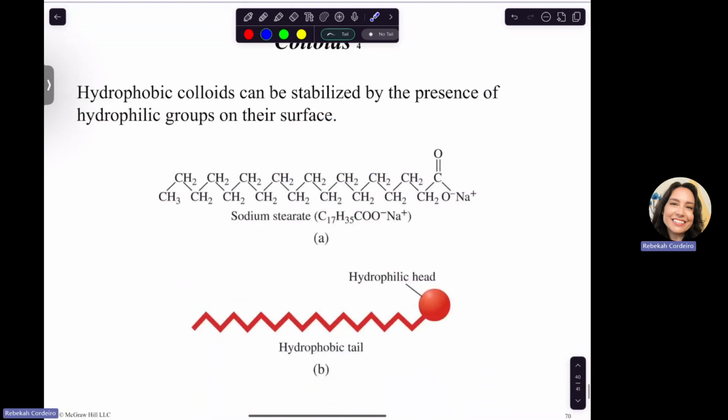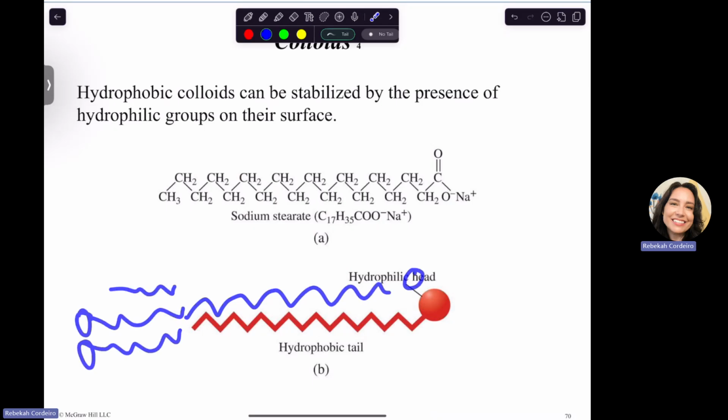Hydrophobic colloids can also be stabilized by hydrophilic groups. Again, we talked about how we could have a long hydrophobic thing with a little bit of hydrophilic thing. And so now it's okay to have at least part of it in water if we needed it to hang out there. You may notice that this looks like the phospholipid bilayer, right? If you think about your cell membrane, that's exactly what's happening.